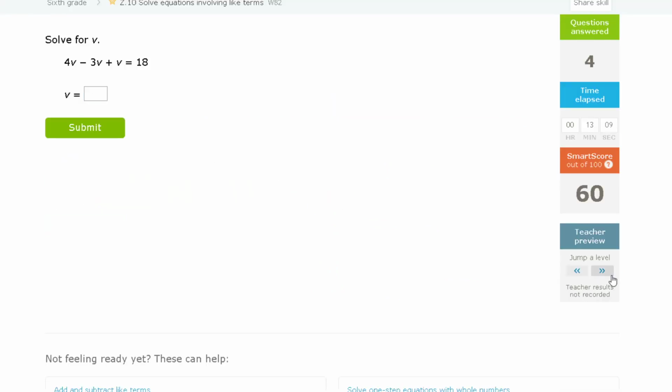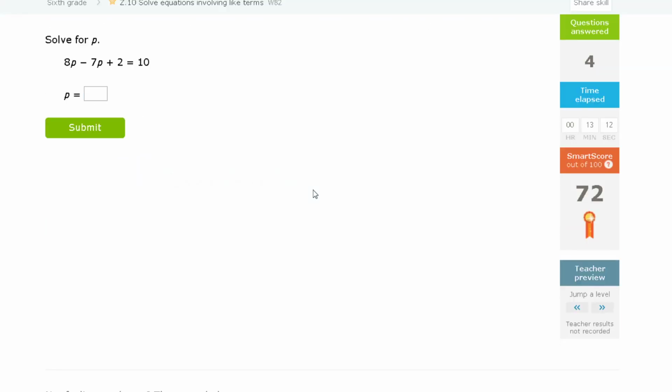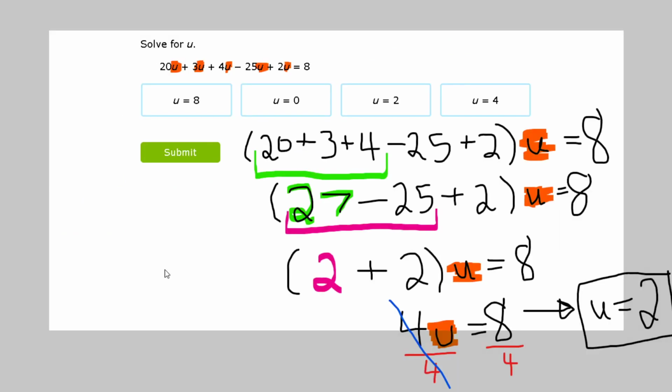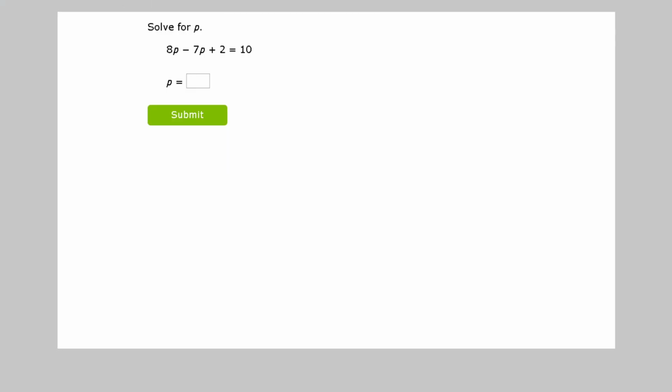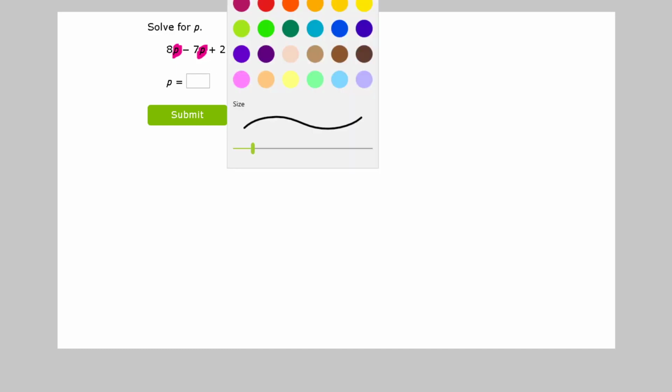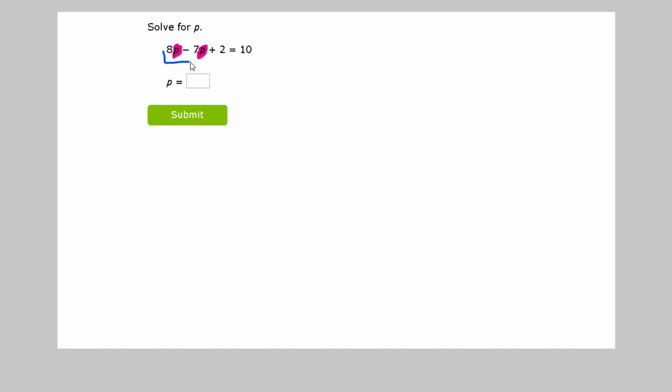All right, I'll do one more example here. Yeah, let's do one like this. So this one's a little bit different. Not necessarily harder, but it's just different. So this one, we see that we have these terms both have a p in it. Okay? But this 2 doesn't have one. That means that we can only combine together these two terms, because this term's not like these ones.